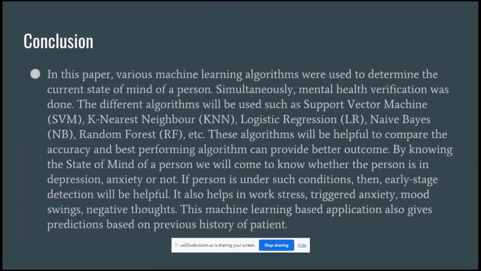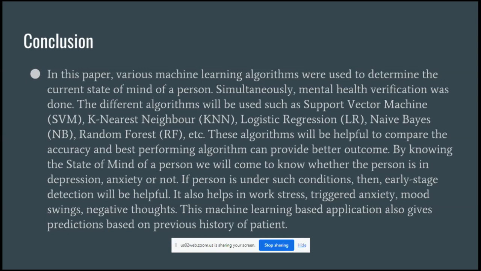So the conclusion of our paper is that various machine learning algorithms were used to determine the current state of mind of a person. Simultaneously, mental health verification was done. The different algorithms used are support vector machine, k-nearest neighbor, logistic regression, naive Bayes, random forest, etc. These algorithms will be helpful to compare the accuracy, and the best performing algorithm can provide a better outcome.